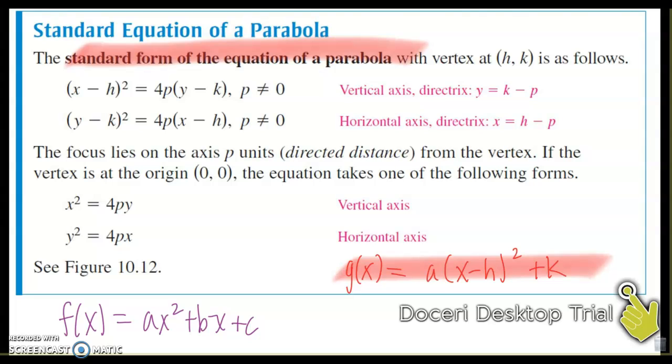All you got to do is, if you notice here, these equations right here have the squared value by themselves, right? Which, if we look down here, is this one right here. So in other words, just solve for that. If you have it in vertex form, to put it in the standard form of a parabola, we just solve for that squared part.